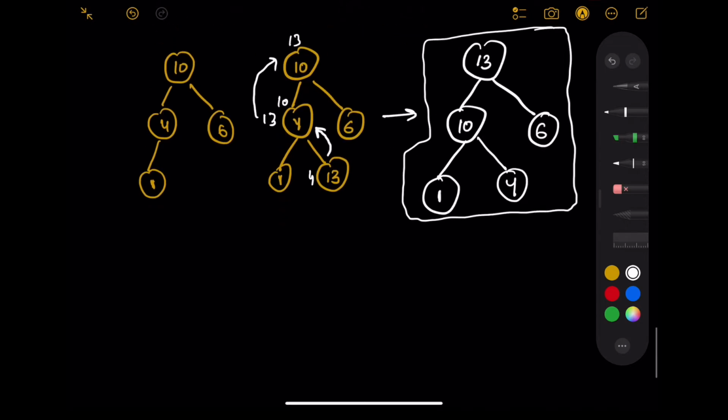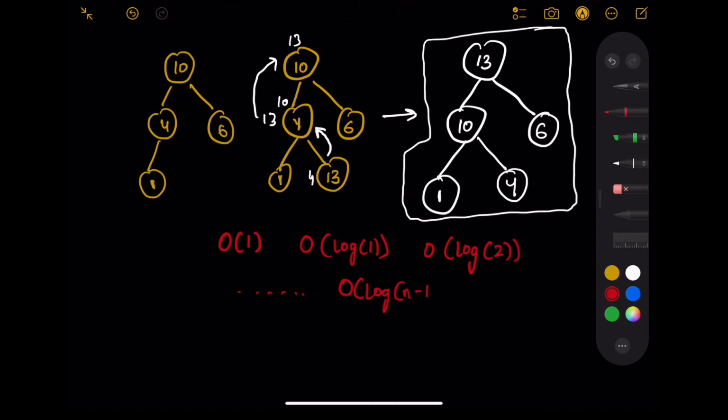So we can say that adding the first node is going to take big O of 1 time because there are no nodes in the tree. Then adding the second node will take big O of log 1 time. Why? Because adding the node takes big O of 1 time and taking it to the correct position takes log n time, and since the height of the tree is only 1 because there's only one node in the tree, adding the second node takes big O of log 1 time. Similarly, adding the third node will take big O of log 2 time, and so on. Adding the nth node will take big O of log of n minus 1 time.